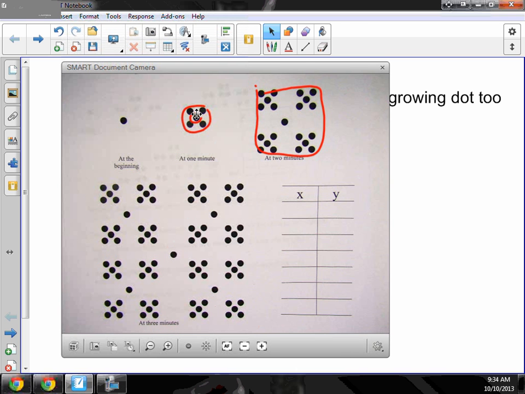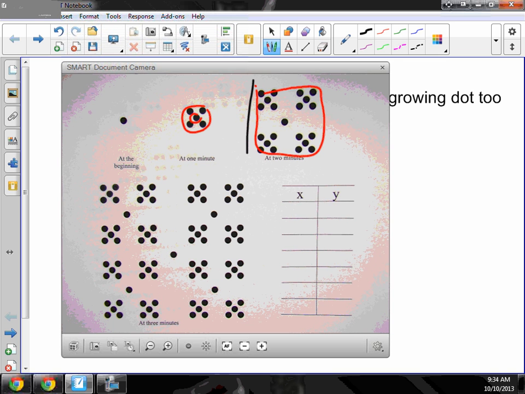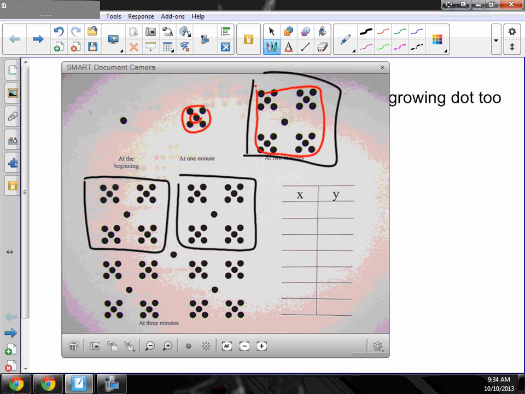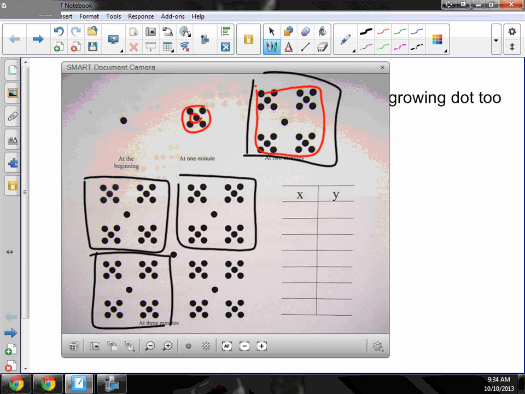Okay. So at 3 minutes, we're going to take this picture and we're going to make 4 copies of it, and then put 1 dot in the center.